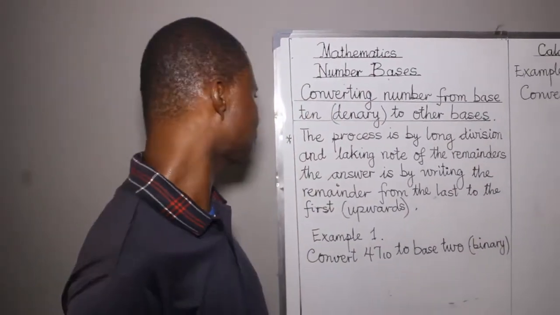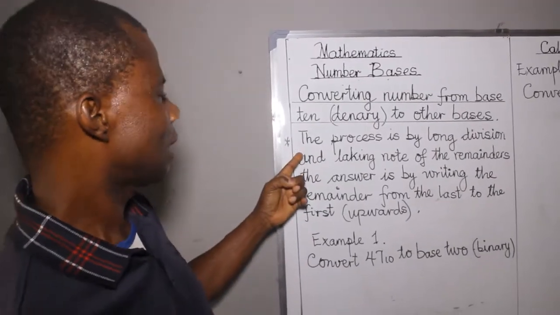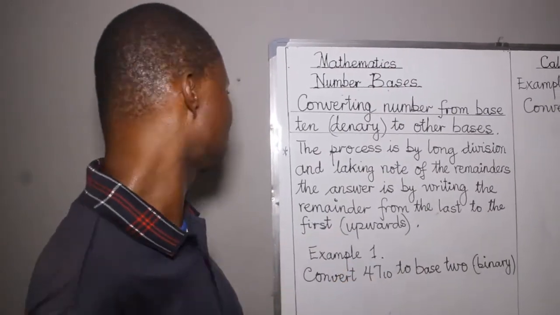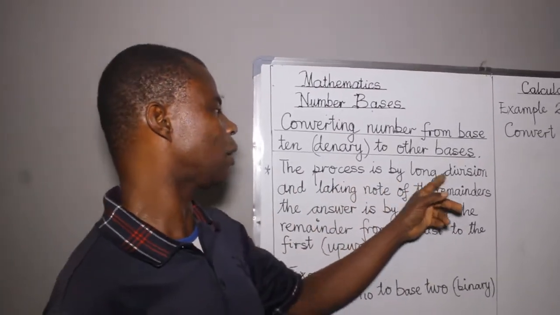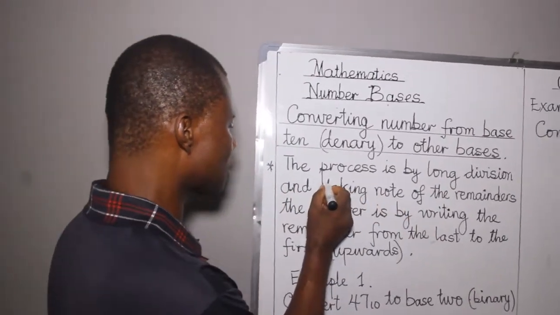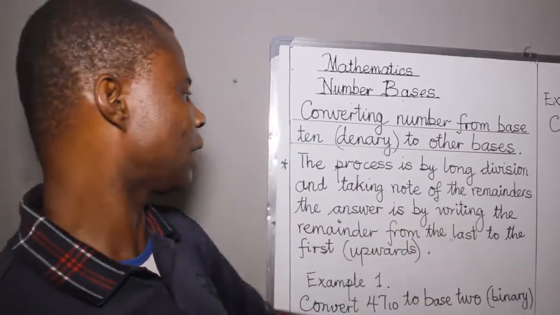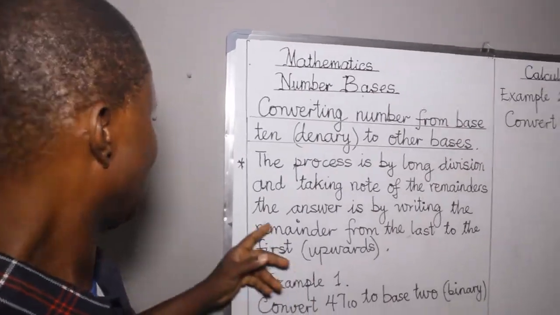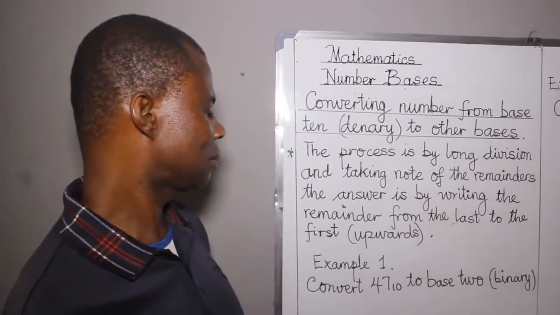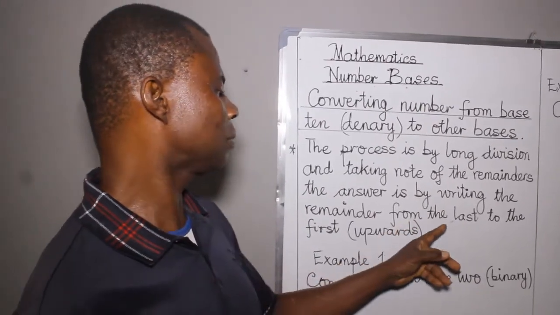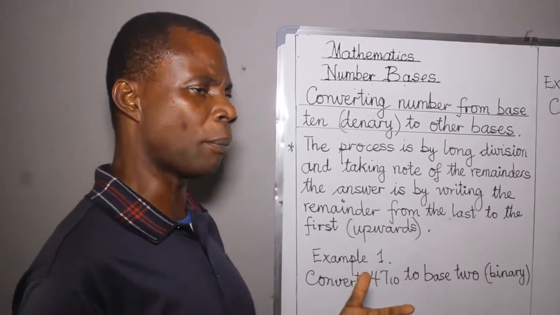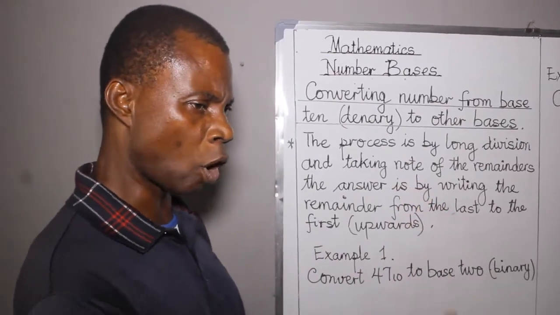How do we do that? The process, please take note of this because this is the basic skill. The process is by long division and taking note of the remainders. The answer is by writing the remainders from the last to the first. In which form? Upward. Upward.